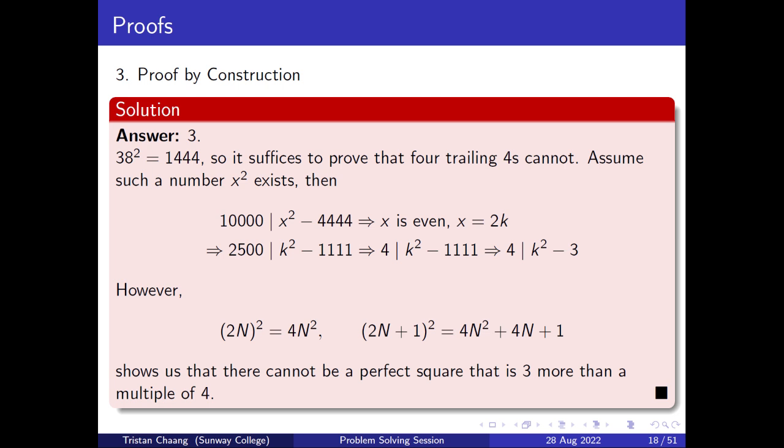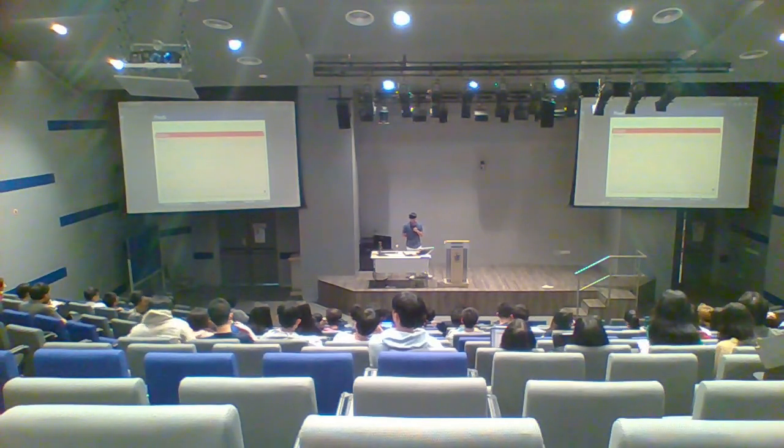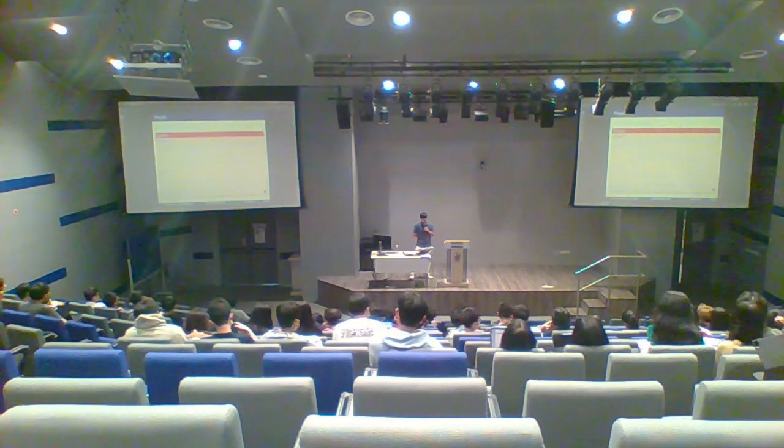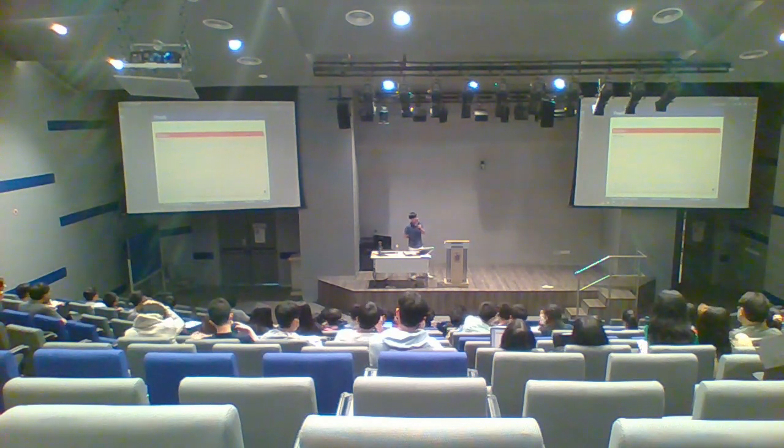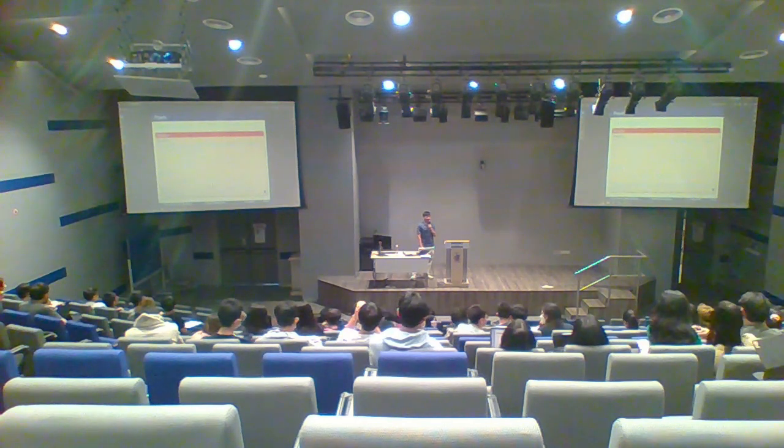It's quite a hard one, but if you know a bit of modular arithmetic, which I will probably teach tomorrow, then it can be done. The part where you prove 4 fours cannot is quite okay. But the part where you want to prove 3 fours can, you have to spend some time to find that 38 squared. Any questions here?